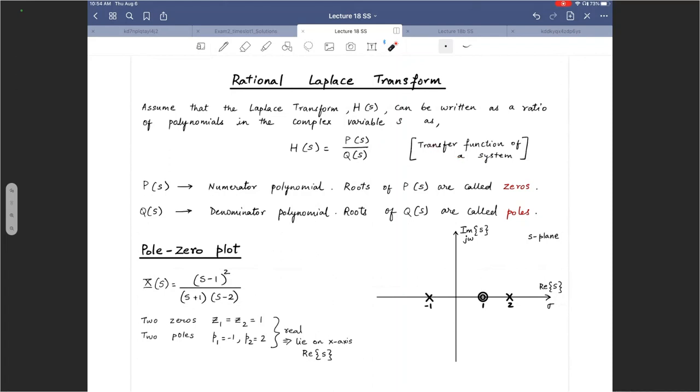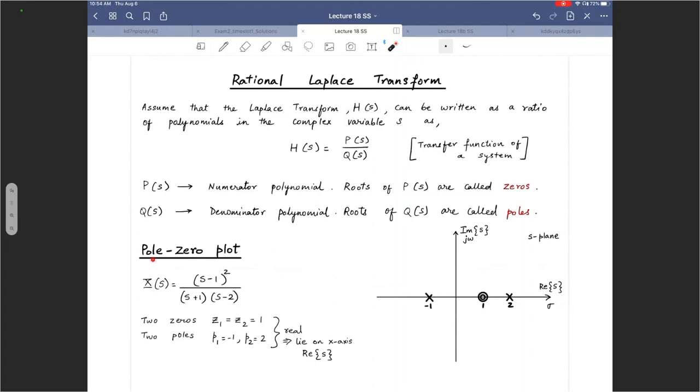P of s, the numerator polynomial: if you find the roots of P of s, or the values of s for which the numerator goes to 0, those are called zeros of the system. That's when H of s goes to 0 at that point. Q of s is the denominator polynomial, and the roots of Q of s are called the poles of the system. Those are values of s for which H of s goes to infinity. Now, with those zeros and poles comes a lot of insight about how the system behaves.